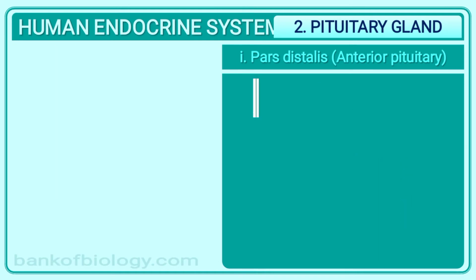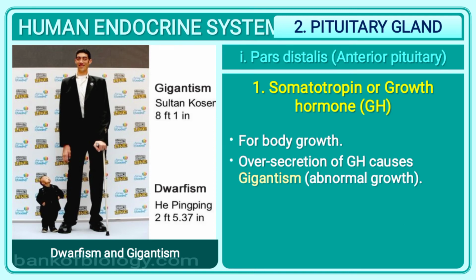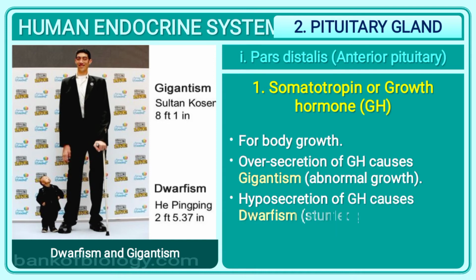If we talk about the pars distalis, anterior pituitary, somatotropin or growth hormone is used for body growth. Oversecretion of somatotrophic hormone causes gigantism, abnormal growth, high growth. Normal height may develop more than the normal. Whereas hyposecretion of somatotrophic hormone, means to say lesser secretion, will cause dwarfism, stunted growth, as you can see in the diagram. One is tall and one is dwarf.